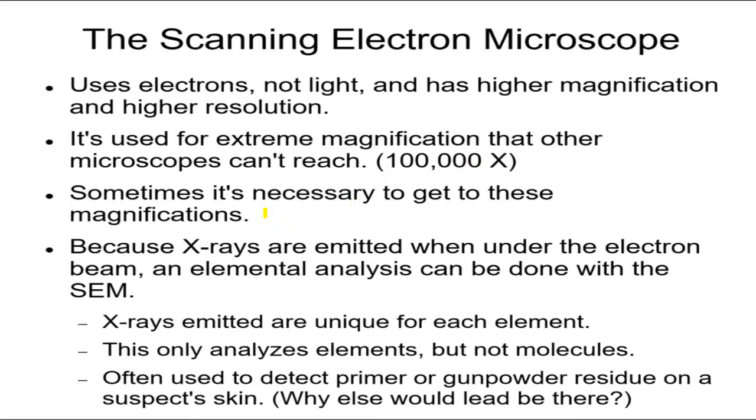Similarly, spores from mushrooms, you magnify that amount, you'll know exactly what it is. And so sometimes you need a scanning electron microscope. There's another interesting benefit from a scanning electron microscope. It's using an electron beam, as we mentioned, and X-rays can be emitted when this beam of electrons hits a sample. And these X-rays are unique for each element. So you can tell the element of the sample that you have. It doesn't analyze the molecule, just the element. But again, that's sometimes good enough.